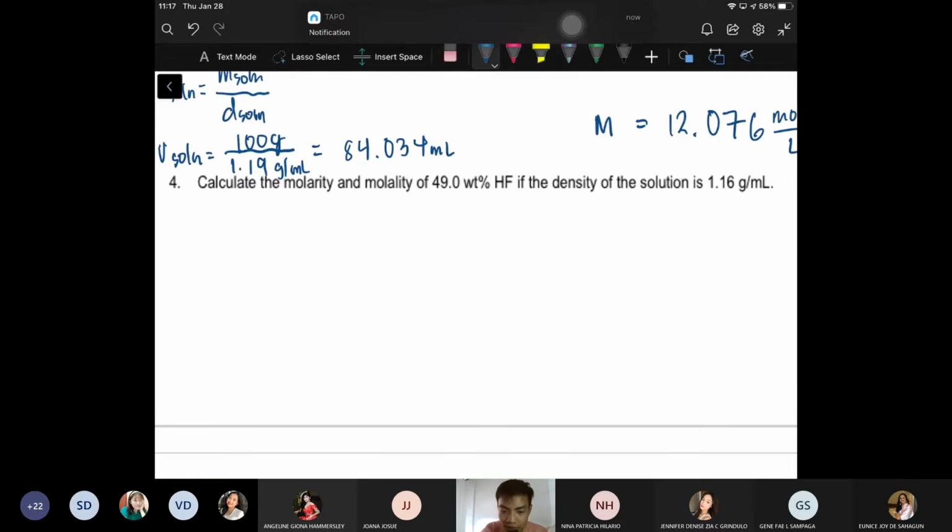Okay? So, I'll give you 5 minutes to answer this. So, I'll return to you around 11:22, no? And then, magko-call tayo ng isang person. You raise your hand, then upload your answer dito sa chat box natin. So, makikita natin yung solution. Okay? Sige. So, I'll give you time. I'll be back in 5 minutes.